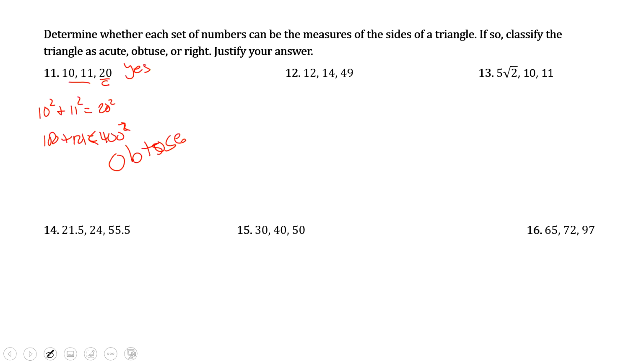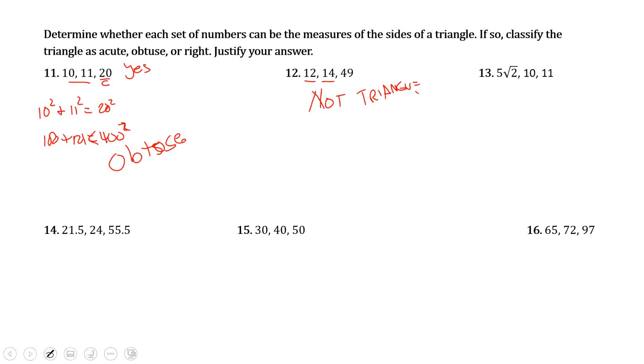Again, we have 12 plus 14 does not anywhere come close to 49. So this is not a triangle. We don't have to classify it. Oh, here's a tricky one.